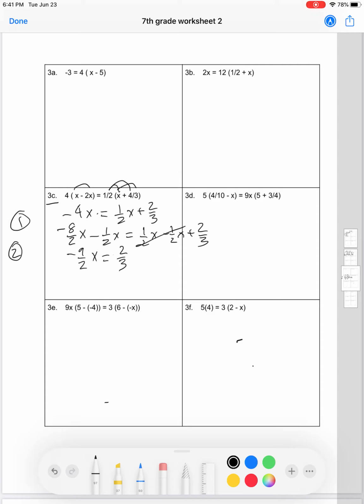Now, your second step is multiplication by the reciprocal, because that's the only way to get rid of this negative 9 over half. So what you get left is x is equal to, what's 2 times negative 2? Negative 4. 3 times 9, 27. So your answer is going to be negative 4 over 27.